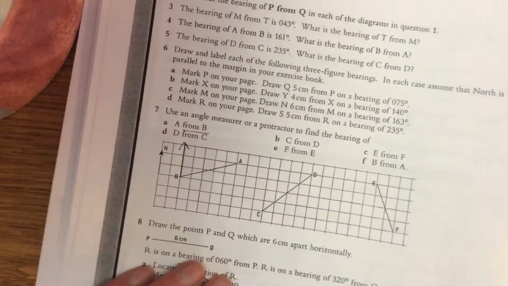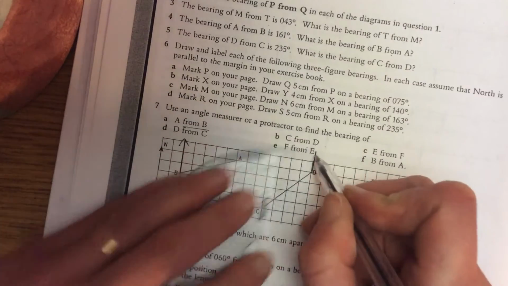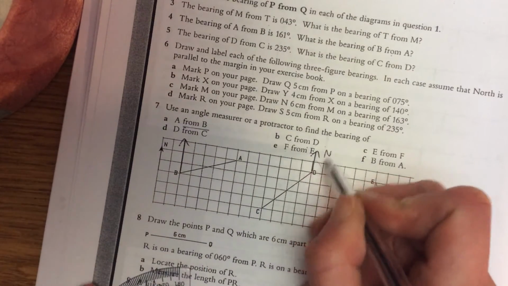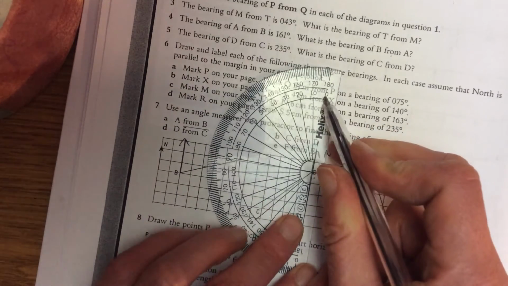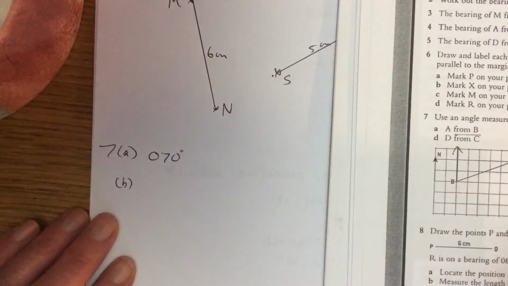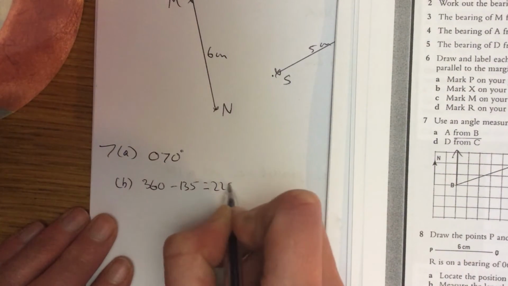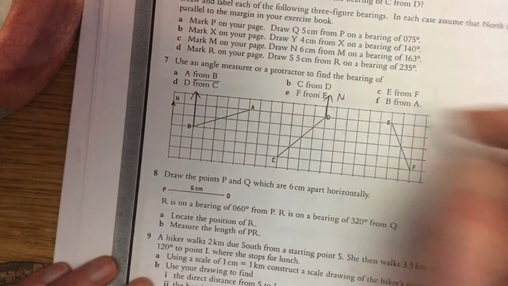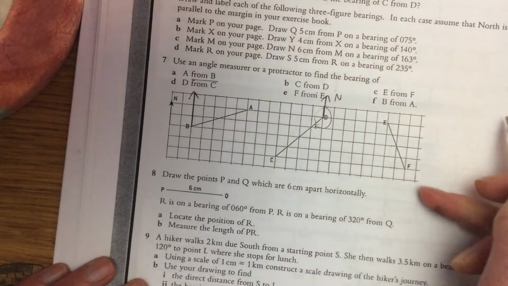Part B, I'm going from D. So here is D. I want this angle, which I can't get, so I will use the inside angle. So I'm going backwards, and it is looking at 135. So I have to go 360 minus 135 because I want the other side. Remember, that is the 135, but your bearing is this one, 360 minus 135.